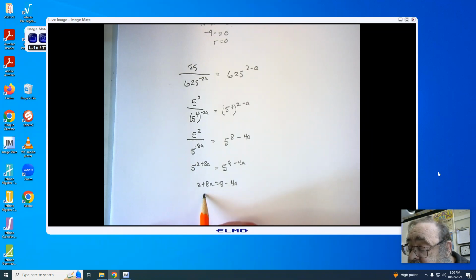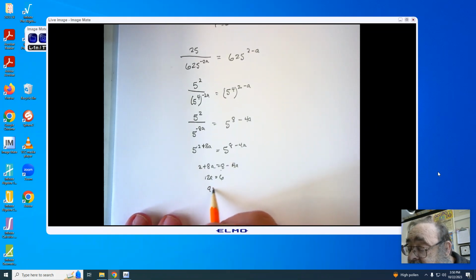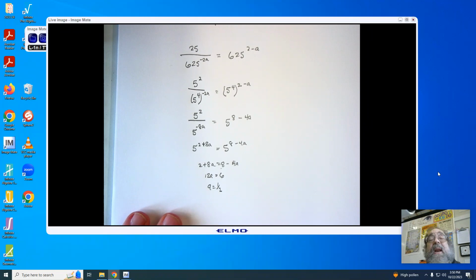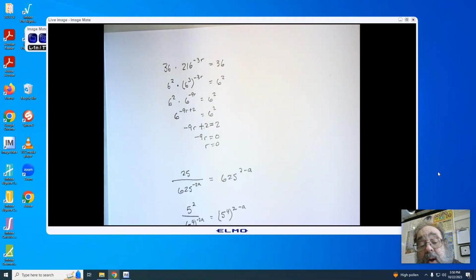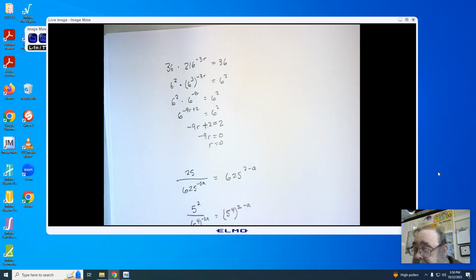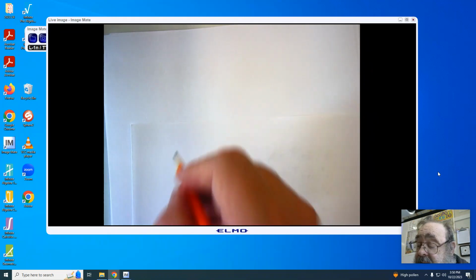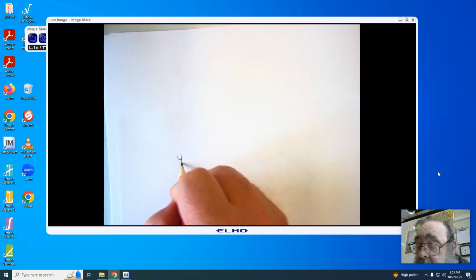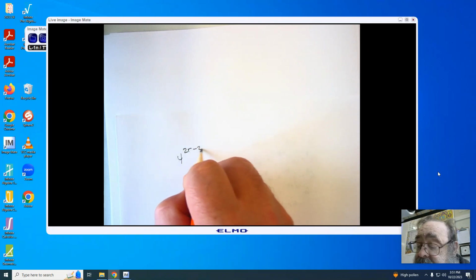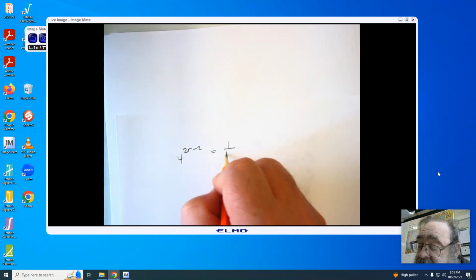Adding 4a to both sides gives me 12a. Subtracting 2 gives me 6. And a has to be 1/2. And that is my solution. Let's go ahead and take a look at another one. This time, let's take a look at 4 to the power of 2r minus 2 equaling 1 over 64.